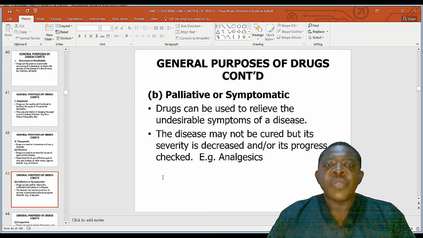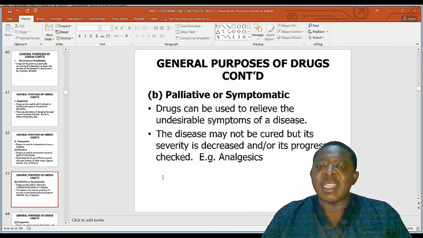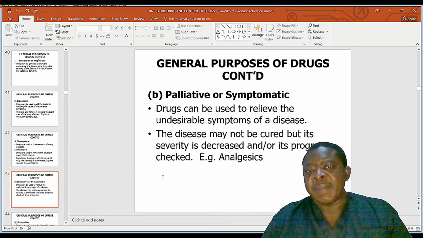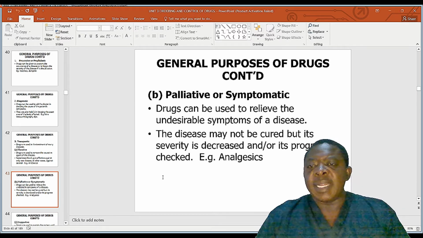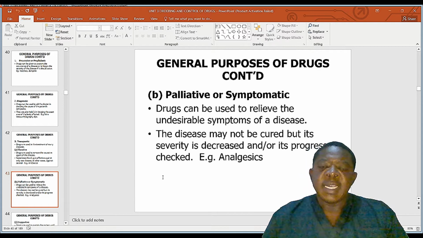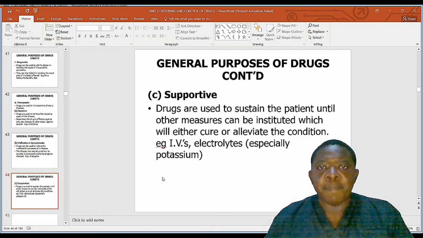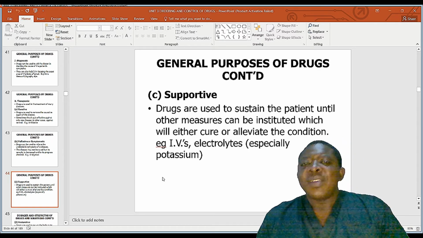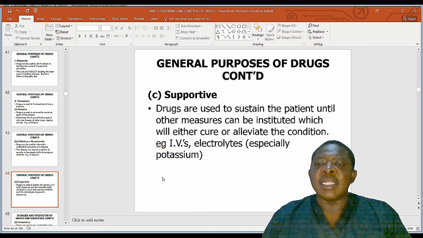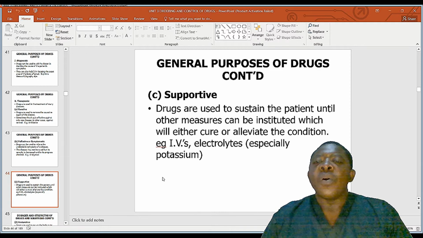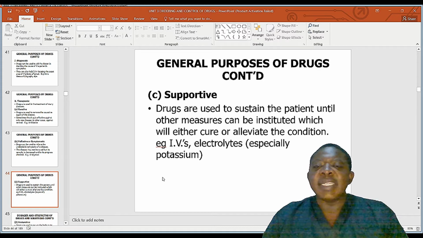Then in palliative or symptomatic, a drug can be used to relieve the undesirable symptoms of a disease. The disease may not be cured, but its severity is decreased and its progress also checked. If someone is in pain, you just give analgesics, they reduce the pain. Then in supportive, drugs are used to sustain the patient until other measures can be instituted, which will either cure or alleviate the condition. For instance, intravenous electrolytes, especially potassium.